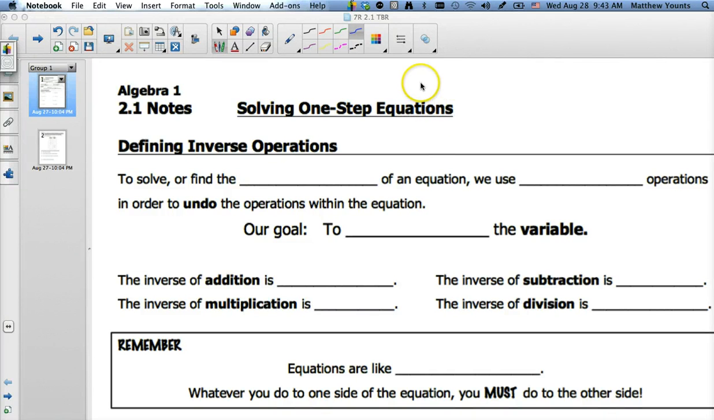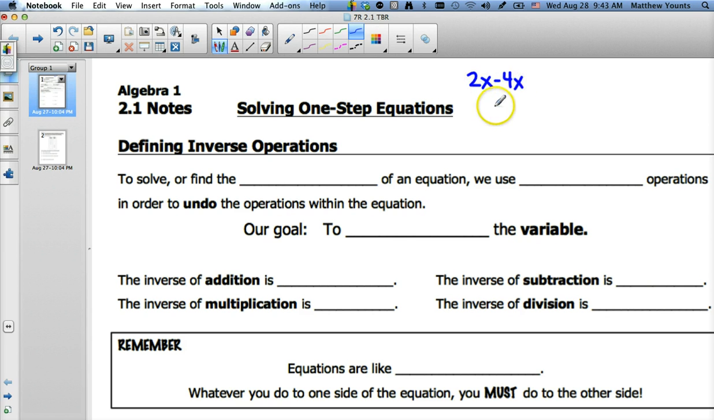Hey, 7th grade. So in the last couple of videos we learned how to simplify expressions. We learned about combining like terms and the distributive property, and we used both of those to take a long expression and squeeze it down. So you might have had something like 2x minus 4x, and since those are like terms, you can combine those to negative 2x. But at that point we stopped.